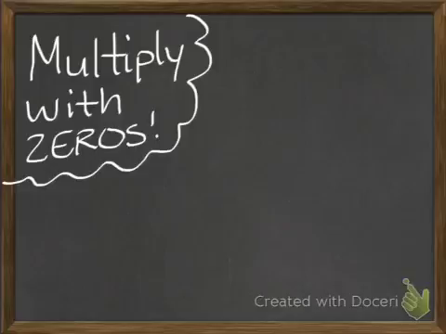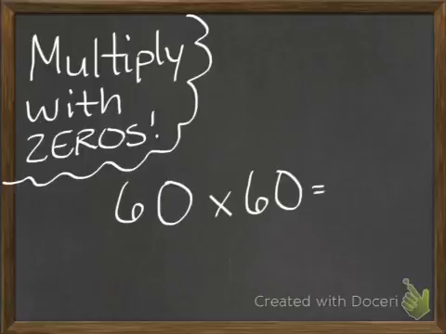Before we get started, this is one of my favorite types of strategies because you're going to be seeing a lot of zeros, and I love multiplying with zeros. So for instance, you may need to multiply 60 times 60. Now, I know what you're saying. Oh my gosh, those are two really big numbers. How am I going to be able to multiply those?